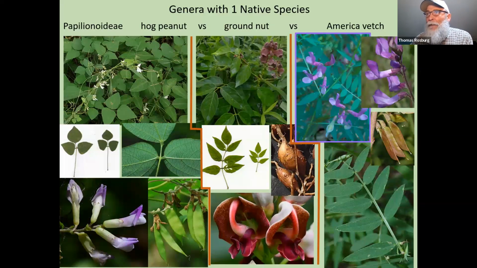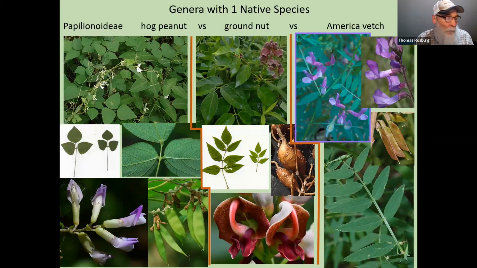Next group, next slide, is again some more genera with just one native species, Papillonoids. Here we're going to be comparing hog peanut, Amphicarpa bracteata, with groundnut in the middle, Apios americana, and American vetch on the far right, Vicia americana. I put these all 3 together because all 3 of these do some climbing, scrambling, we sometimes call it, climbing and scrambling over top of other plants.